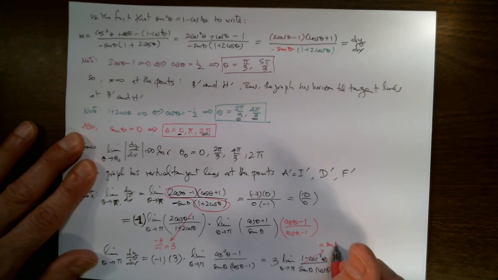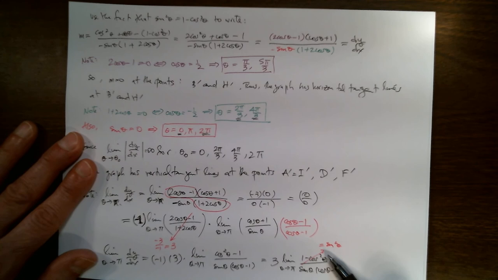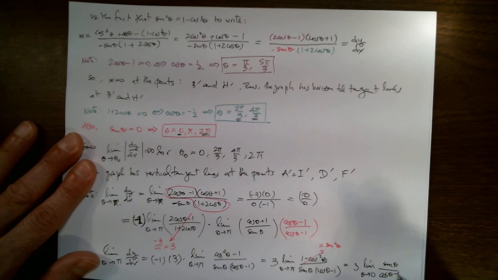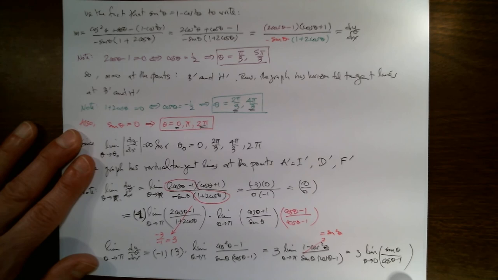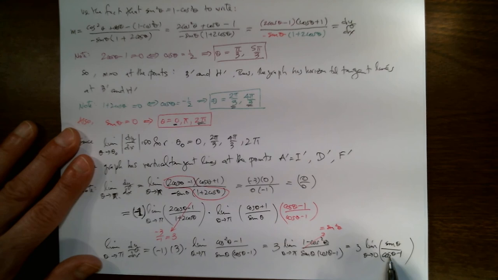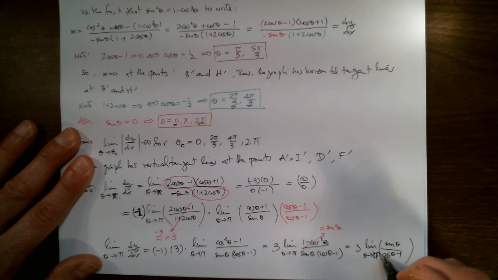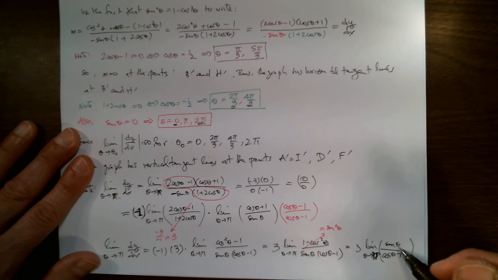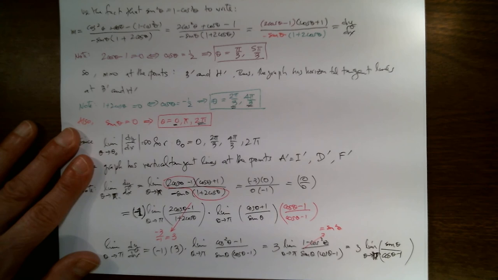And so we can cancel a factor of sine theta from numerator and denominator. We end up with 3 times the limit as theta approaches pi of simply the sine of theta divided by the cosine of theta minus 1. Now this limit is no longer indeterminate. Again, this is a limit on theta approaching pi, not 0. As theta approaches pi, the cosine of pi tends to minus 1, so we get the sine of pi, 0, over minus 2, so the limit here is 0.